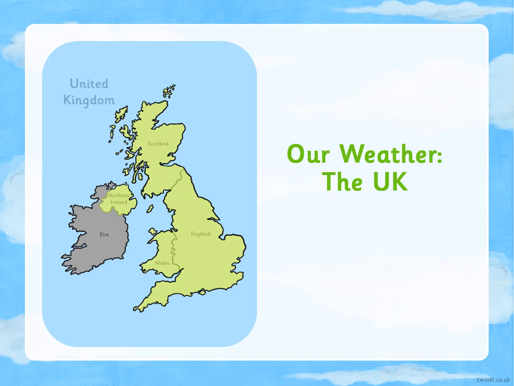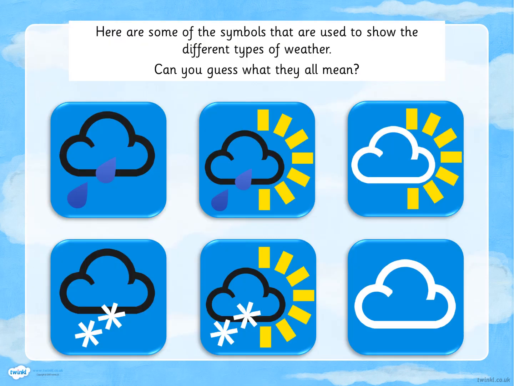Let's look at our weather in the UK. These are symbols. They're used to tell us about different types of weather. You might have seen them on the weather forecast on TV. Can you guess what they all mean? Take your time. Have a look at each one. What clues can you see? What do you think the weather would be like if you saw that symbol?